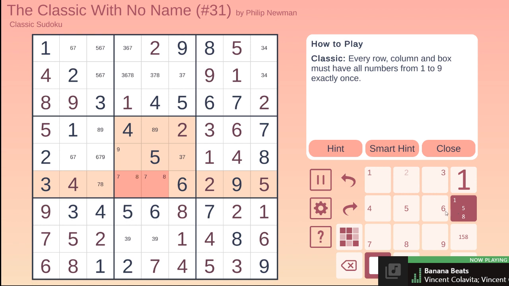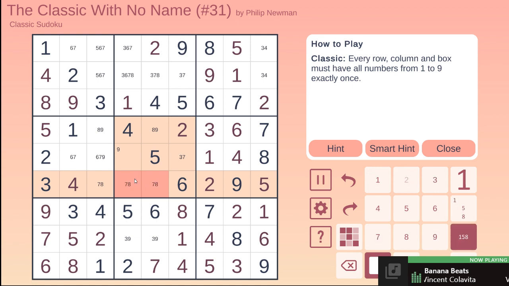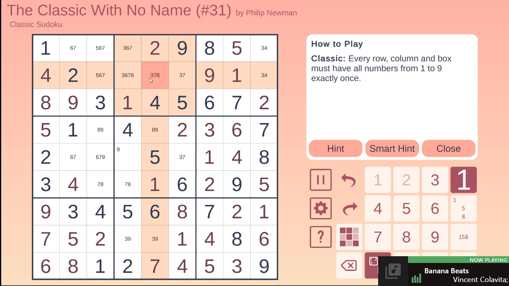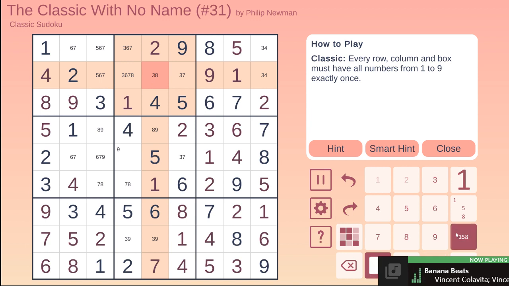Okay. So this has to be 7, 8, or a 1. Yeah. Well, this can't be a 1. And this has to be a 1. This is a 7-8 pair. What is wrong with this one? Seven. That's what's wrong with it. It can't be a 7. That's a 3 or an 8. That's better.